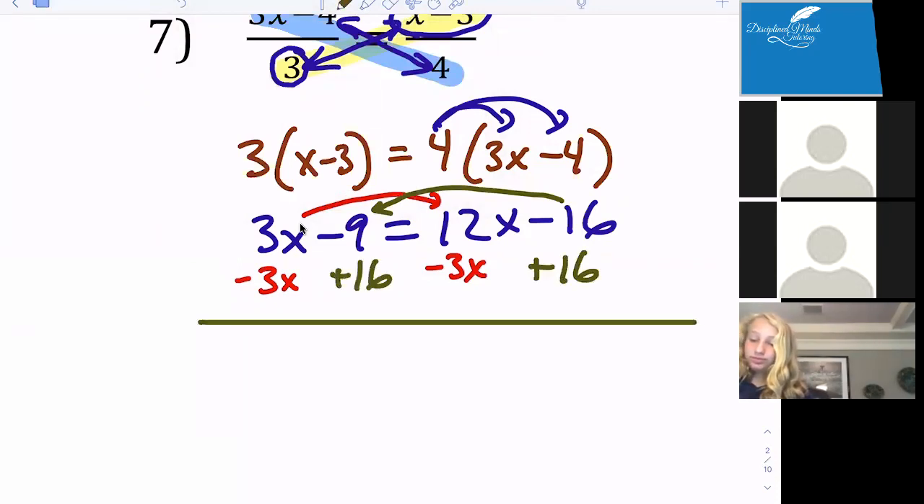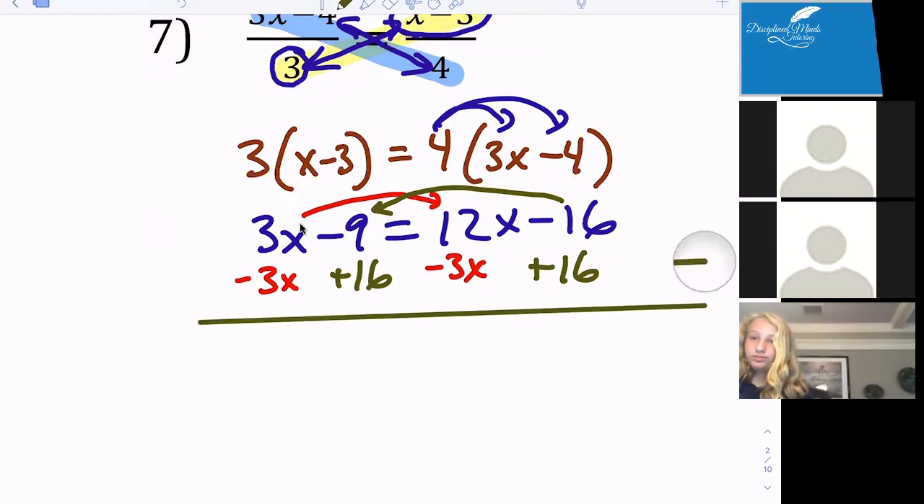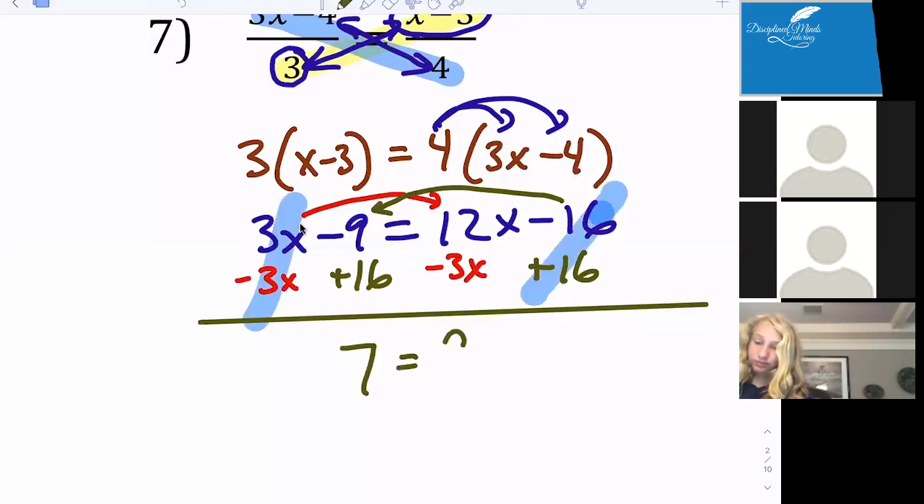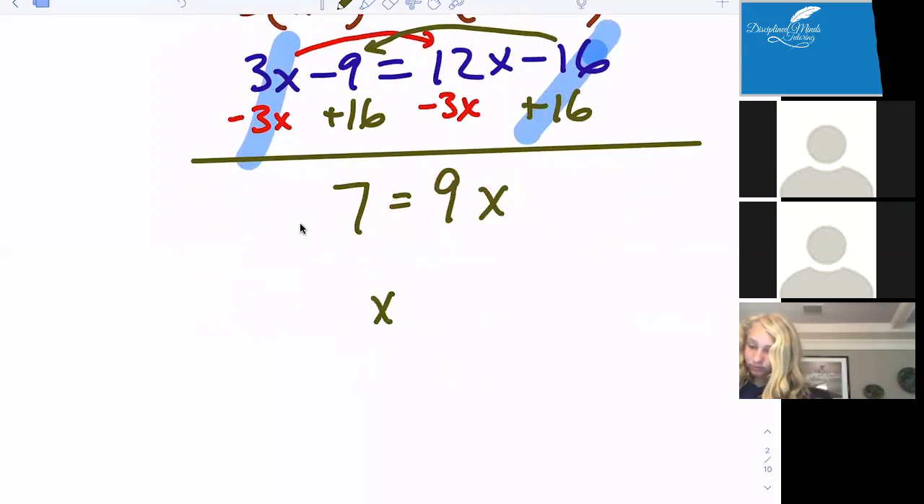Now here we go. These guys cancel. These guys cancel. 16 minus 9 is 7. 9x. And so from there we can just say x equals what? 7 over 9. 7 over 9.